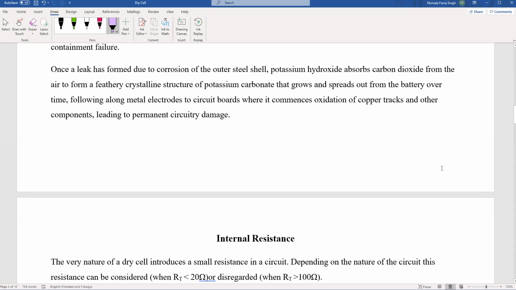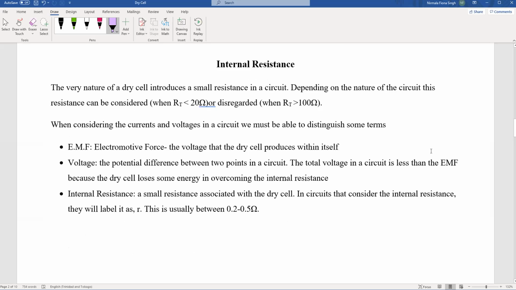Right. So what was that whole section for? You had to learn, number one, what the structure of your battery was, how it created electricity, and why leaks form. All right, so going on, we have internal resistance. The very nature of a dry cell introduces a small resistance in a circuit. All right, remember, what is resistance? It's the opposition to the free flow of electrons. Just by making the materials that we use to make our battery has a little bit of resistance in it.